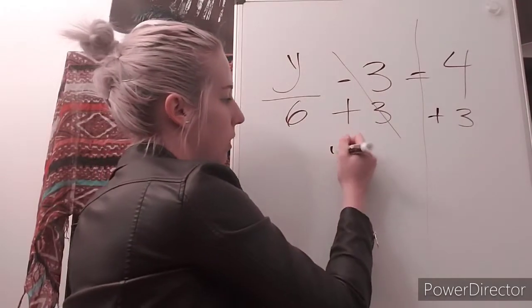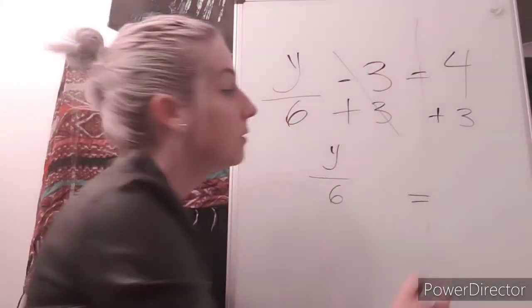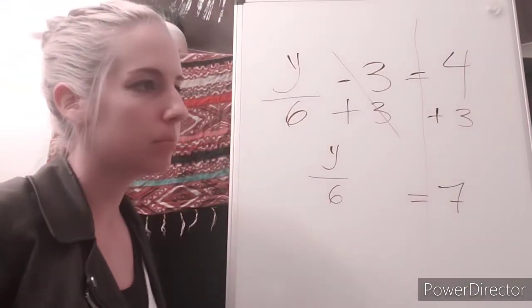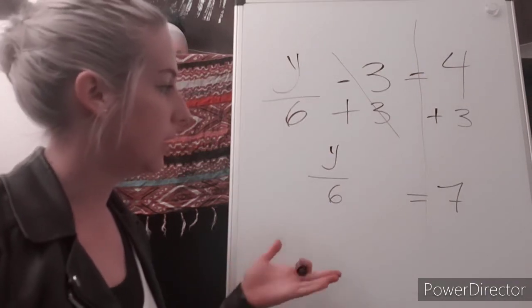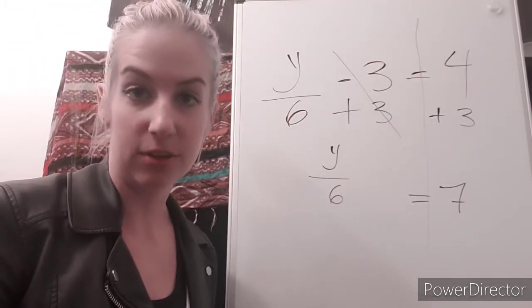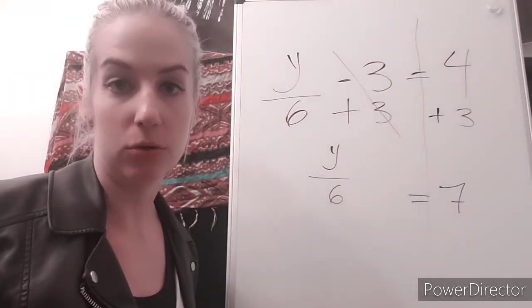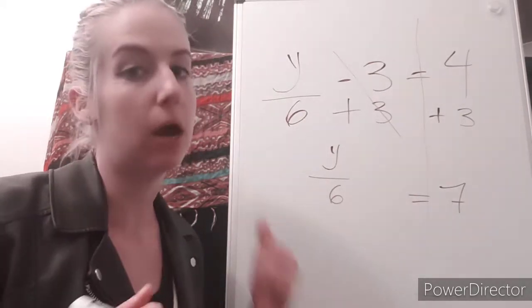That's going to cancel out. I'm still going to have y divided by 6 on one side, and on the other, I'm going to have 7, okay? All right, so next thing I'm going to want to do is I want to get this y by itself. And to do that, if this is being divided, what kind of math would I do to undo this? I would multiply, right? I got to do my opposites.